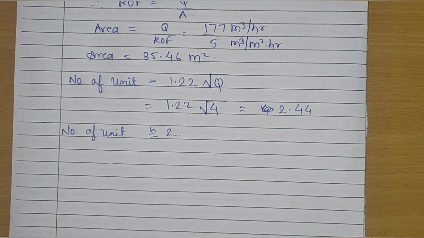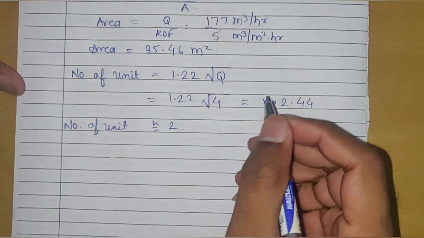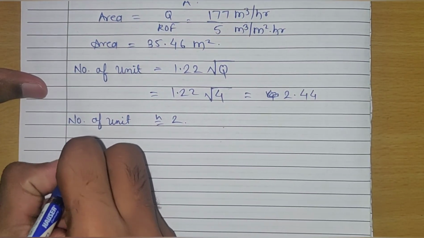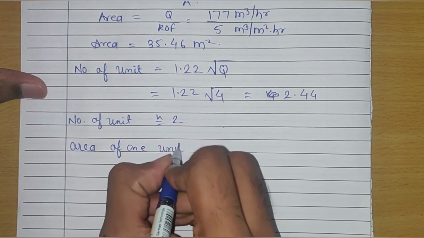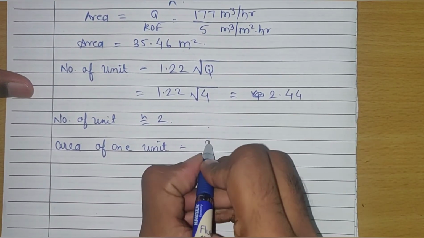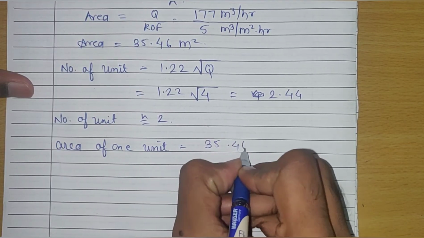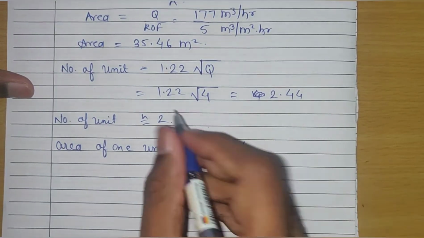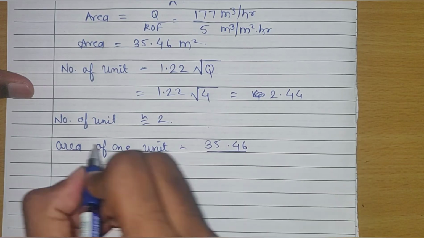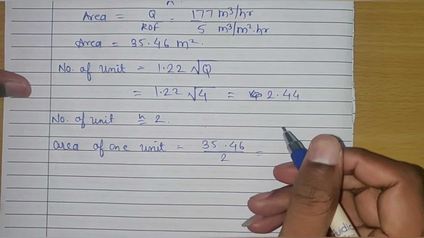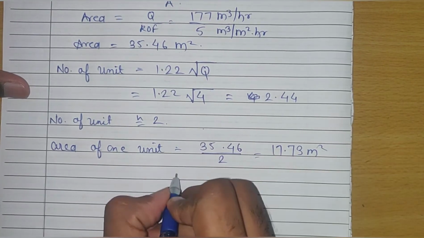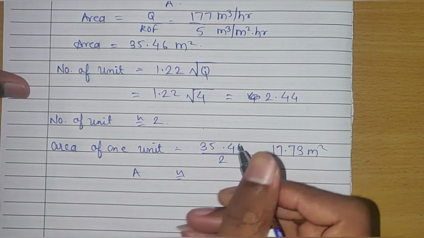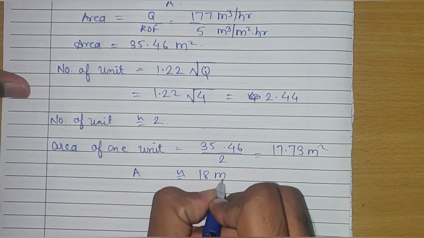So after calculating the number of units, we can calculate the area required for 1 unit. So area of 1 unit will be total area 35.46 divided by number of units 2. That means the area of 1 unit will be 17.73 meter square. Round up to 18 meter square.